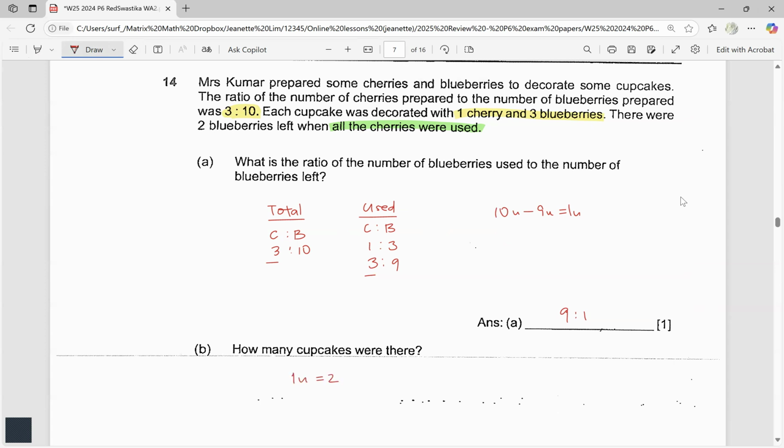So if 1 unit is 2, right? How many cupcakes were there? Okay, 1 unit is 2 fruits, not 2 cupcakes. So how do I find the number of cupcakes? Now, each cupcake has 1 cherry. So technically, 2 cherries used means 2 cupcakes, right? 10 cherries used means 10 cupcakes, right? So how many cherries were used? I have 3 units here. So 3 units.